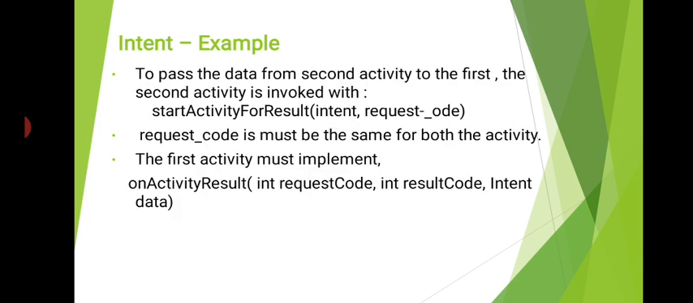To pass data from the second activity to the first, the second activity is invoked with startActivityForResult(intent, requestCode). The request code must be the same for both activities. The first activity must implement onActivityResult, which includes the parameters int requestCode, int resultCode, Intent data.